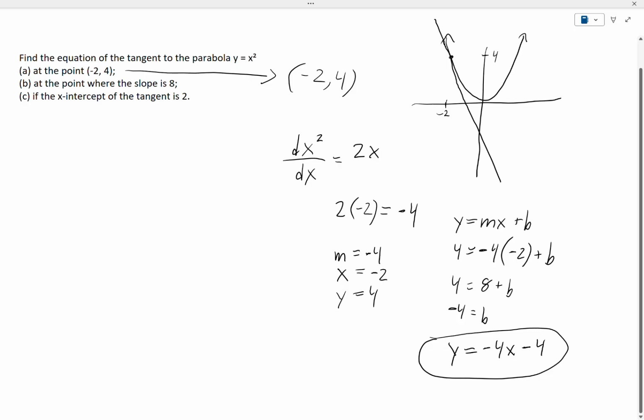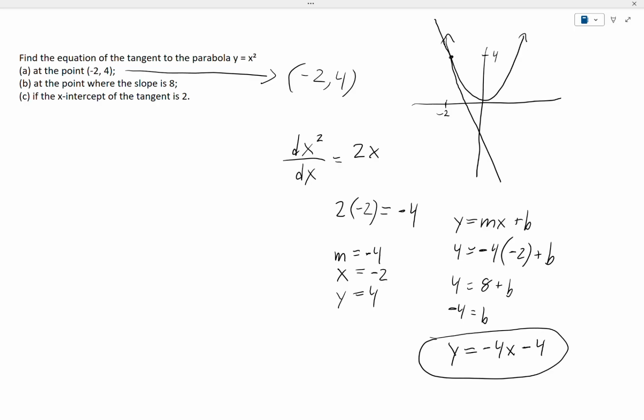Just looking at the crude picture I drew, you can see it does have a negative slope, -4, and the y-intercept is -4, and that looks about right. It crosses down here somewhere. So this is the answer to part A. Now we can look at part B. I'll do that below over here.